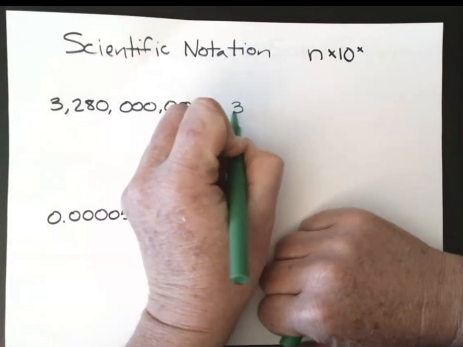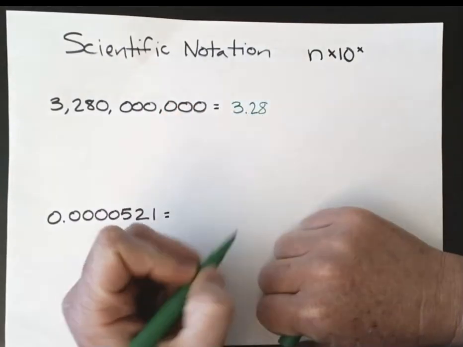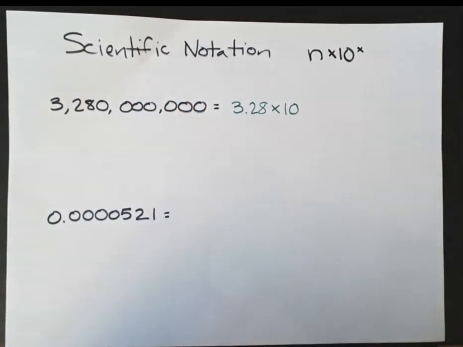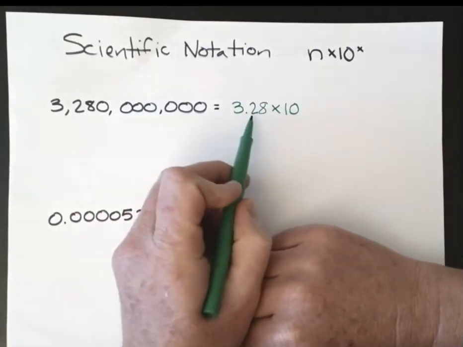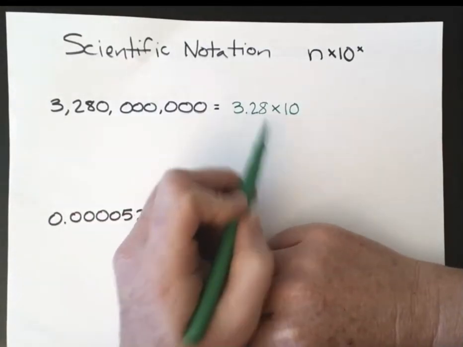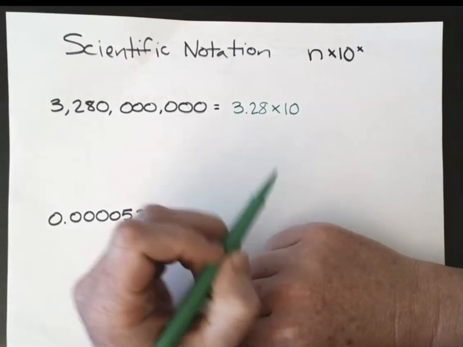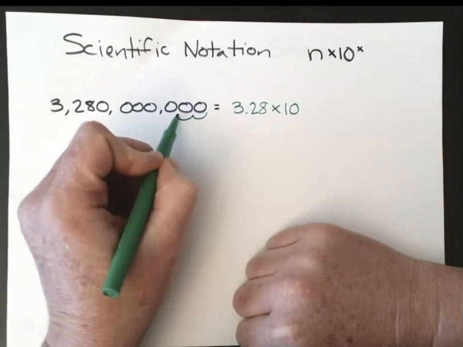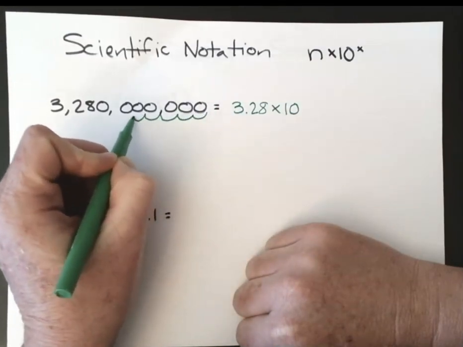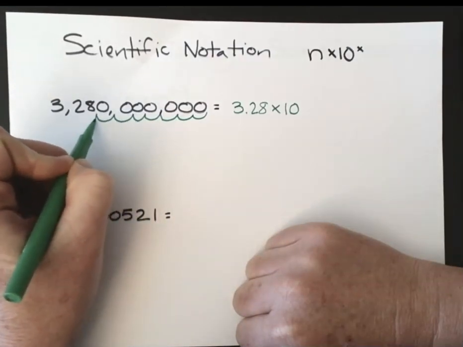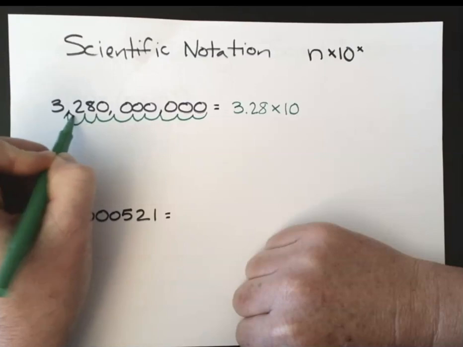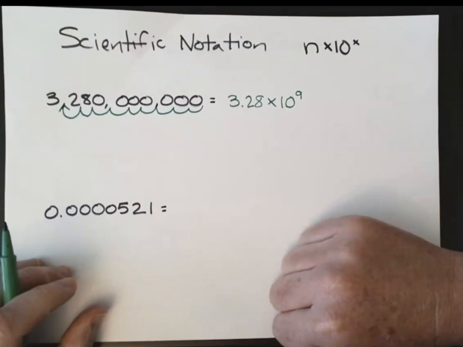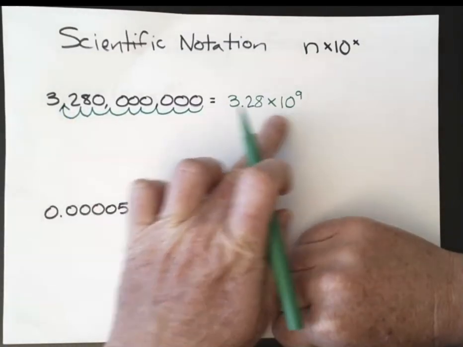So we're going to call this 3.28 times 10 to the something power. All right, so 10 to the what power? Well, if I multiply this by 10, it's 32.8. If I multiply this by 100, it's 328. So how many zeros do I need to add to this? Well, I need to add 1, 2, 3, 4, 5, 6, 7, 8, 9. So this is 3.28 times 10 to the 9th power. This is what's called scientific notation.